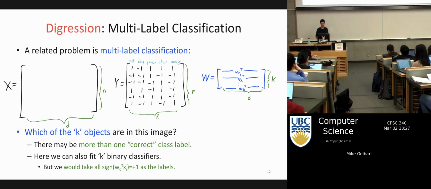In this case, if we fit K binary classifiers and a bunch of them come up as +1, that's good. We would like to know that. Whereas with multi-class, using one versus all, we're discarding that information and just taking the one with the biggest score.